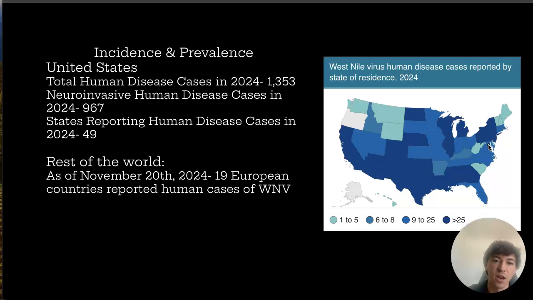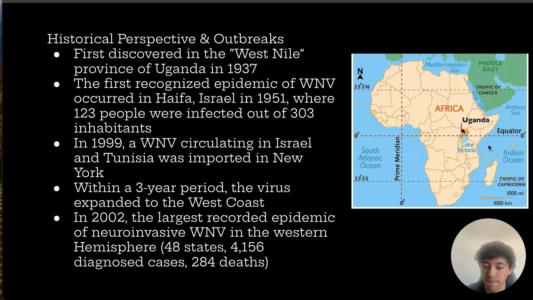Incidence and prevalence. In the United States in 2024, there were a total of 1,353 cases, and 967 were neuroinvasive. 49 states reported human cases. I guess the only place that didn't was Oregon. For the rest of the world, it was hard to find numbers and statistics. However, 19 European countries reported human cases of West Nile virus, and it's definitely a global epidemic. Also, Texas has the highest rate in the United States, so not to alarm anybody, but yeah, wear some bug spray.